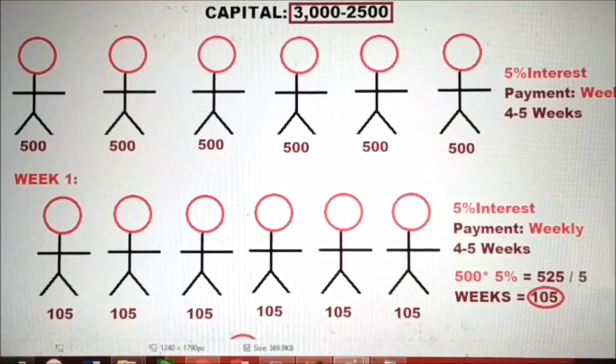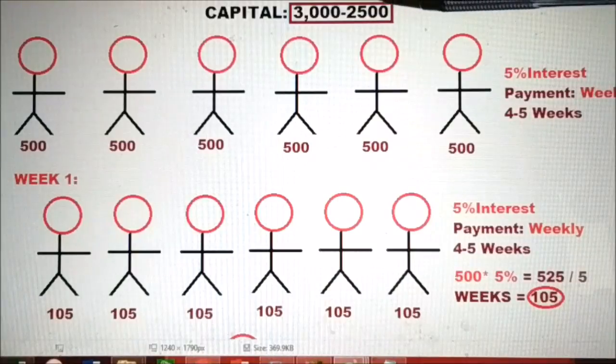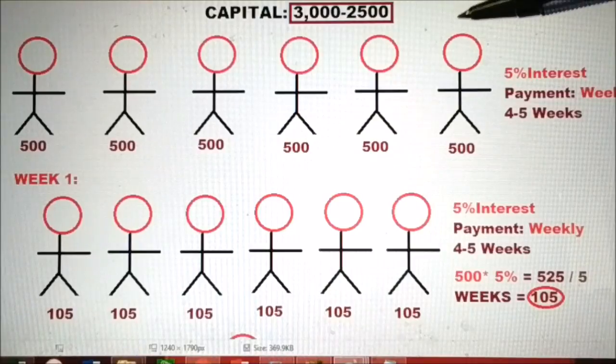Okay? For this investment strategy, you need at least a 3,000 to 2,500 initial capital, because of course this is an investment strategy. Okay? This capital is very little to start an investment. You agree, right guys? Now, let's say we have a 3,000 starting capital ready.